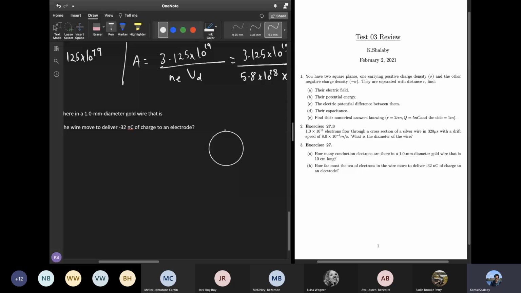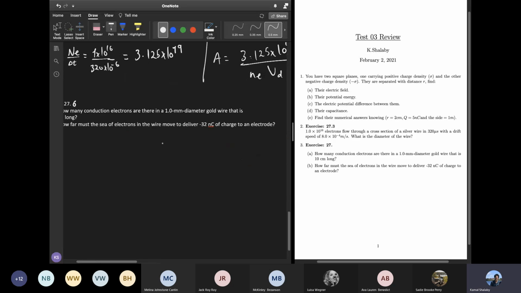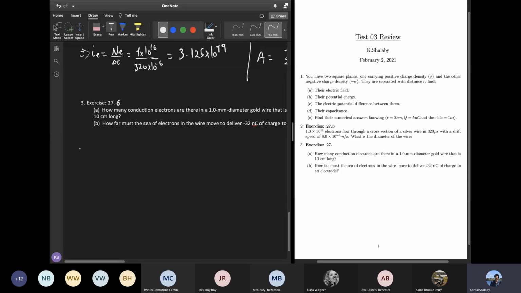This time it's gold, and there are electrons running through it. Before we start, we need to find everything that we can. It gave us that the diameter is 1 millimeter. That means that we can straight up find the area of that wire.